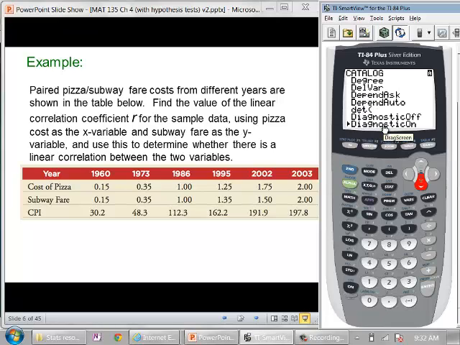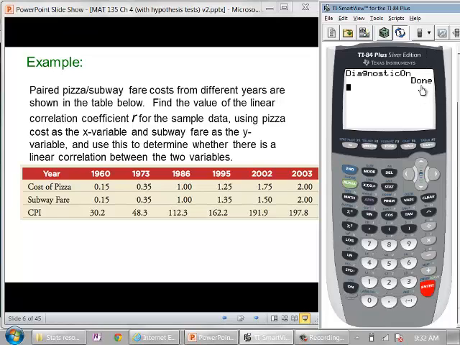Okay, so we want the one that says diagnostic on right there. When you get to that, just push enter and then push enter again. Your calculator will say done, which means that it has turned that on. Once you turn that on, you don't ever have to turn it off. It will just be on unless you specifically go in and turn it off.